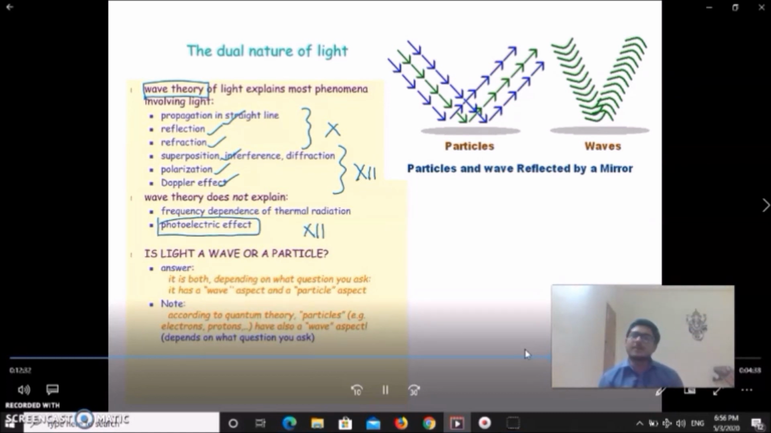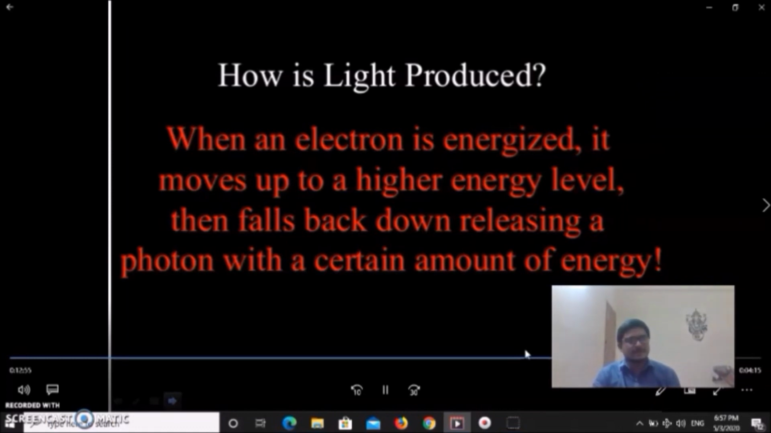Photoelectric effect again will come in class 12. But dear cadets, to understand the photoelectric effect, we have to assume that light is nothing but particles. It means light is wave and also particle. That means light has two natures, wave nature and particle nature. Dual means two. That's why we call it the dual theory of light.